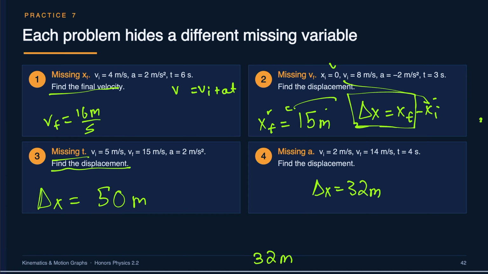But it's pretty simple, right? Find out which variable is missing, find out which one you need, and then use the equation that you need. And memorize all these 5 equations, because otherwise it's going to be pretty hard, because you're not going to be able to derive them on the spot. I mean, you could, but it'd probably take you some time, no?